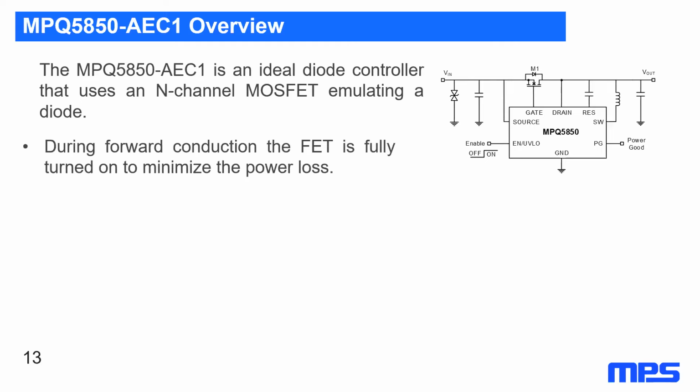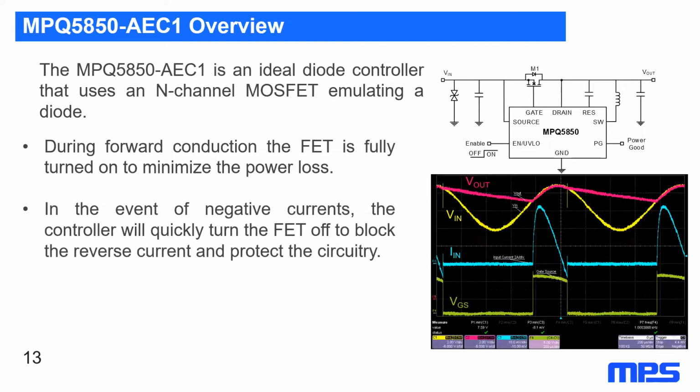What this controller does is that during forward conduction, the FET is fully turned on. So instead of having a voltage drop on our diode, we just have a very low resistance path on the FET. This could be a couple of milliohms up to 10 milliohms, depending on the FET that we choose. But this is much, much more efficient than just having a diode there. In the event of negative currents, the controller will quickly turn the FET off to block the reverse current and protect the circuitry. Here we have a graph.